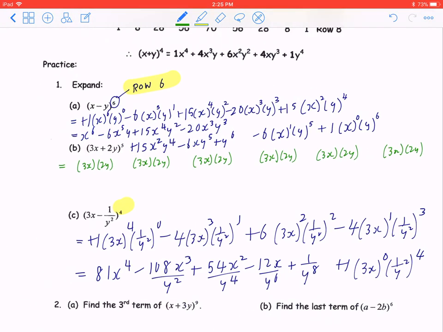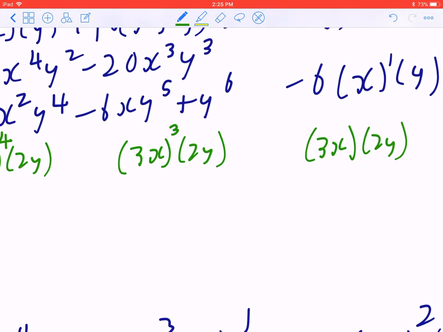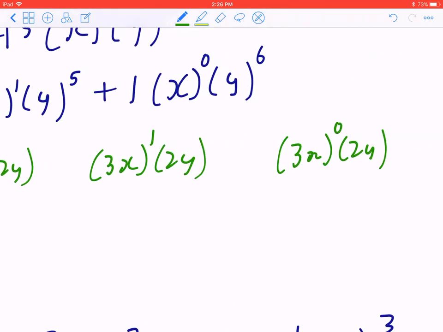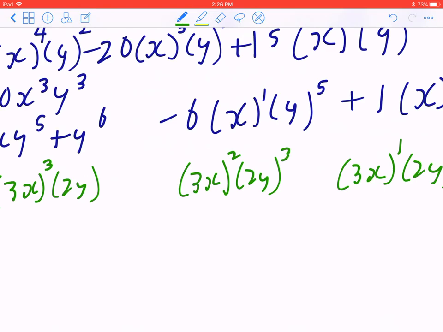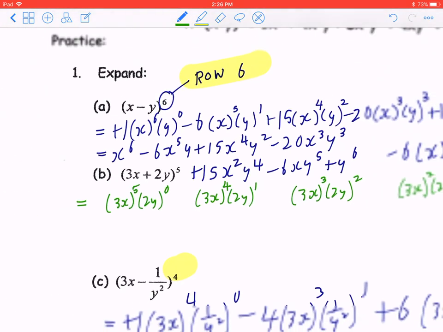Now once you copy this 6 times, again you go back to the first term, the exponent is 5. So you're going to count down from 5, 4, 3, 2, 1, and if you're doing it right, you will always end up at 0. Then you do it the other way, 5, 4, 3, 2, 1, and again you stop at 0.